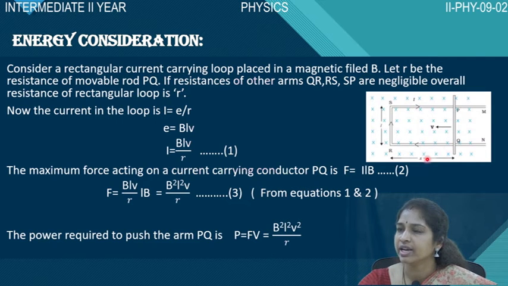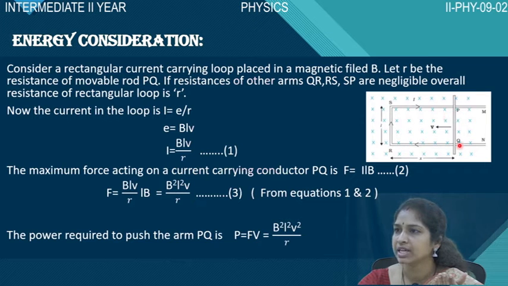And also consider the resistance of the other arms, that means QR and SR. This SP resistances are very negligible. So if all are very negligible, and the resistance of this PQ is R, then I can say the total resistance of this rectangular conductor is R only, because all these values are negligible.